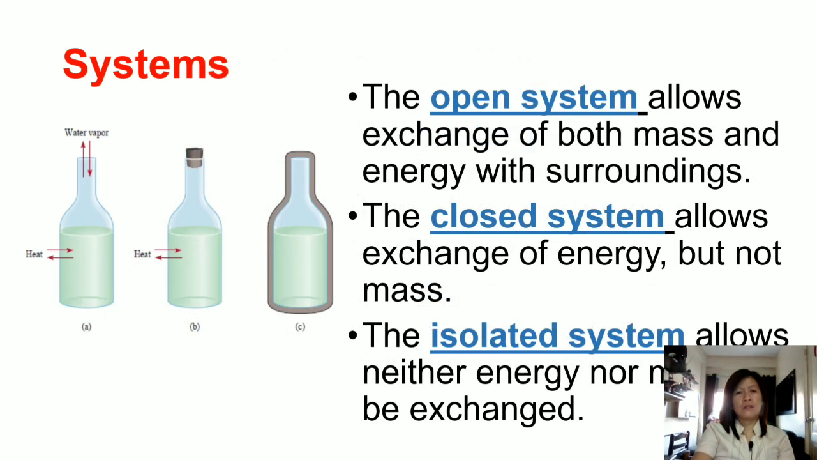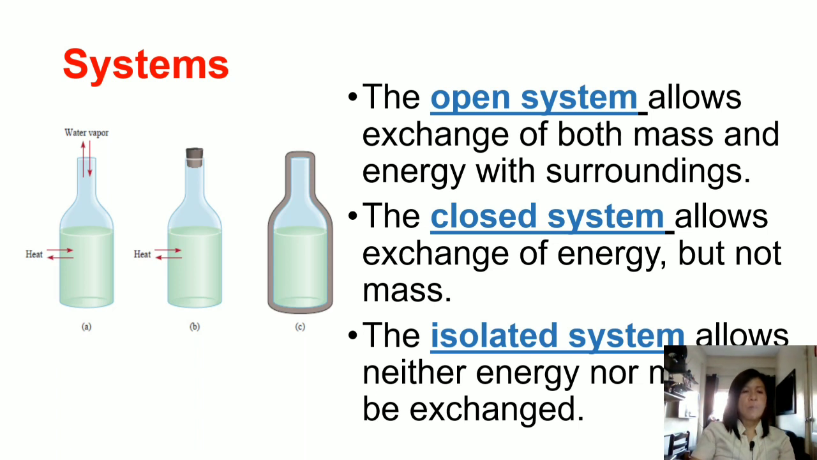We have three different systems. We have an open system as illustrated in A. In an open system, both mass and energy may be exchanged with the surroundings because the open system allows exchange of both mass and energy. Whereas in the closed system, as illustrated in illustration B, closed system allows exchange of energy but not of mass.